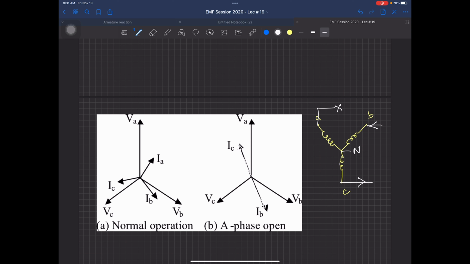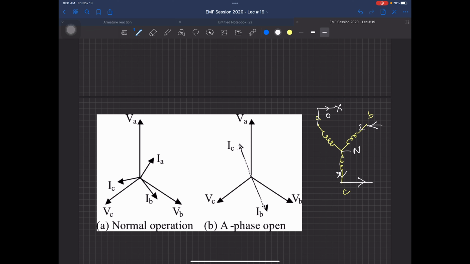So if any phase of any machine is broken off, the wire is open or something like that, the machine is not going to perform fully. This current is certainly going to be 0, but the current going in and out through the other two are going to be equal to each other.